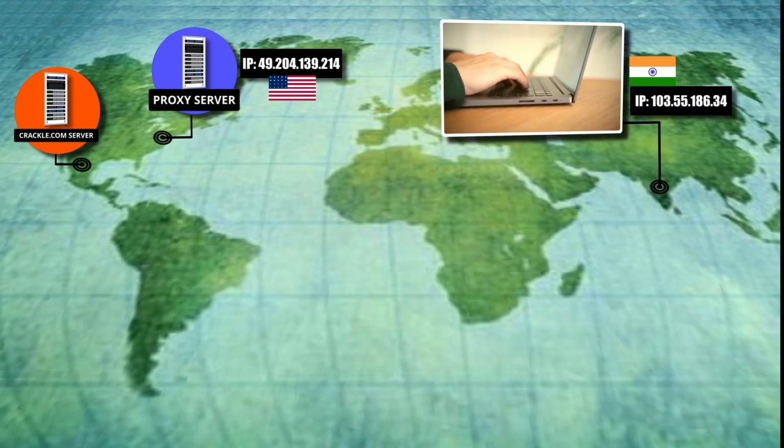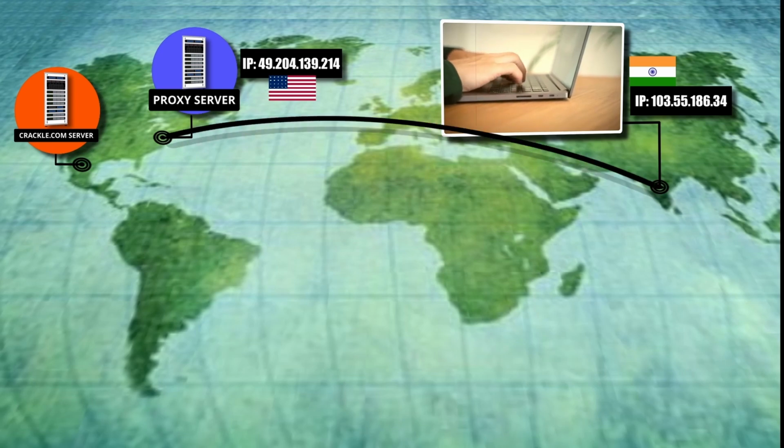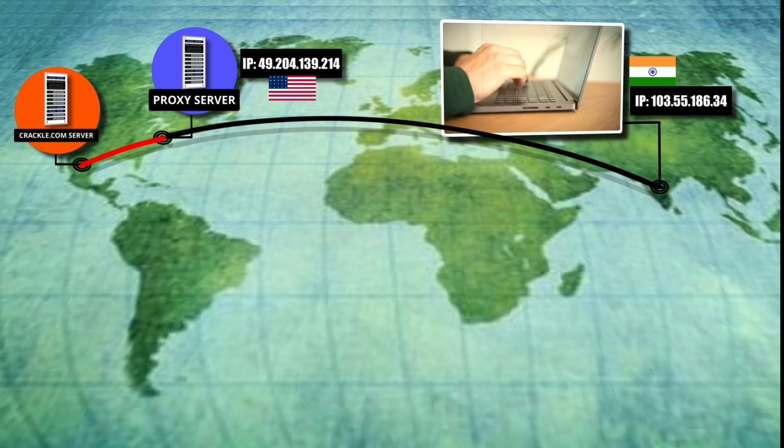Once you connect to this proxy software, all the requests you make from your laptop in India will go via the proxy software. For example, if you access crackle.com from India after you are connected to the proxy server, the request will always go to the proxy server. Now the proxy server is in the US, it will take the request and it will request on your behalf.